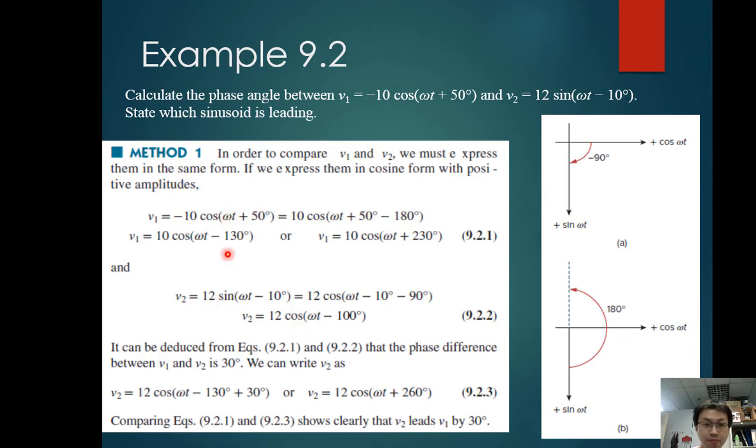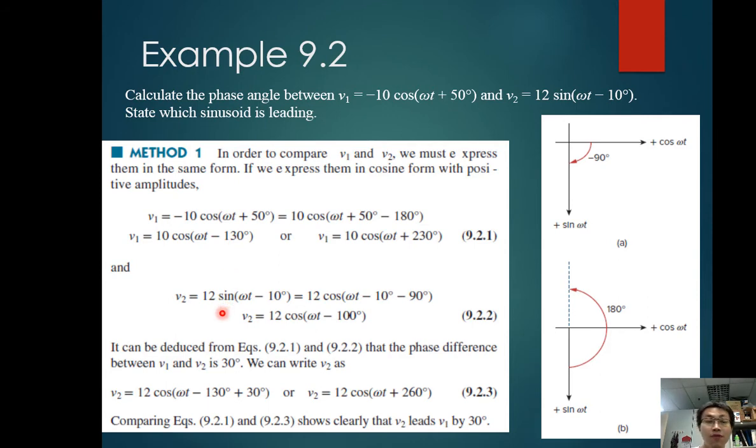First, we need to make sure everything has positive amplitude and is in a cosine function. For V1 we have negative 10 cosine(omega t plus 50). Now we need to change negative to positive. Changing from negative to positive, or positive to negative, is 180 degrees. So I copy 10, I copy cosine, I copy omega t plus 50, but I change the negative by subtracting 180 degrees. So I have V1 equals 10 cos(omega t minus 130).